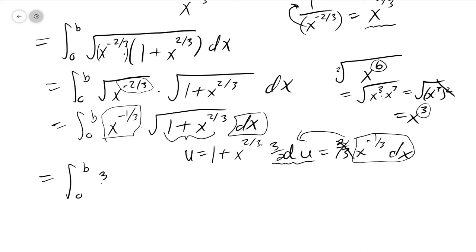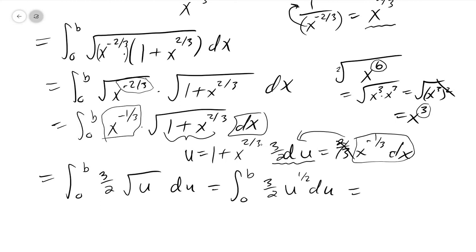So now we have a 3/2. We said our inside is u, and now we have du. In other words, we have the integral from 0 to b of 3/2 u to the 1/2 du. Taking the integral of this, now we're going to add 1 to the exponent. So we go ahead and add 1 to the exponent, and we get 3/2.